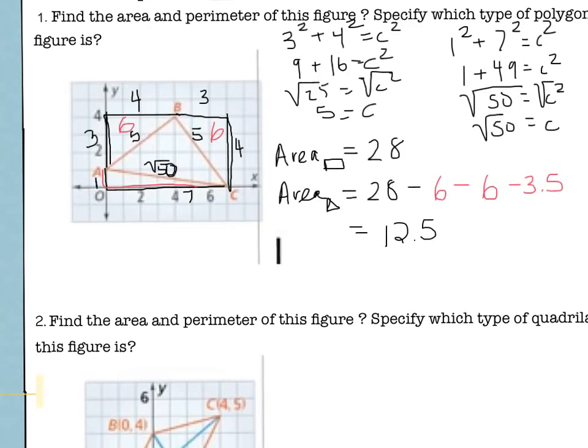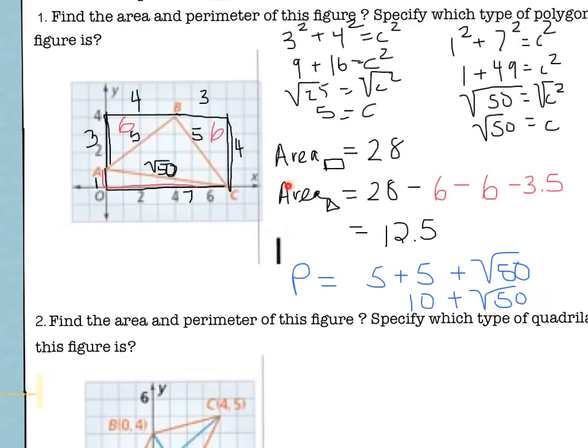Perimeter is really simple for this. All we have to do is add up the lengths of the sides of the actual figure itself, which would have been 5, 5, and radical 50. And that literally is our solution for perimeter. It's going to be 5 plus 5 plus radical 50, which turns out to be 10 plus radical 50. And again, we will simplify this radical later.